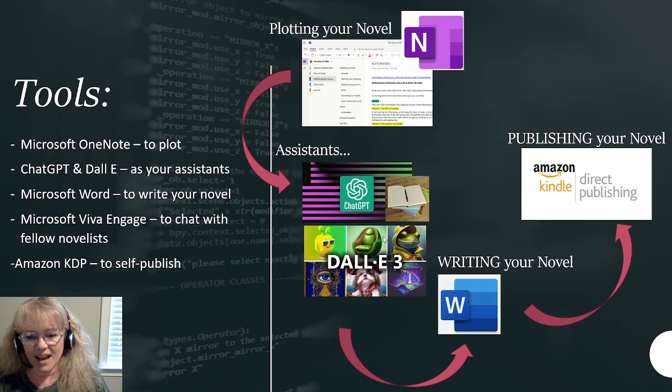All right. And then after you use your assistant and you plot your novel, you'll be writing it in Microsoft Word. And this is what that icon looks like when you're in your Microsoft products. And after we're all done writing our novels, we are going to be publishing it in Amazon KDP or Learning How. I did mention over here that we have Microsoft Viva Engage to chat with your fellow novelists, and that will be along this entire process.